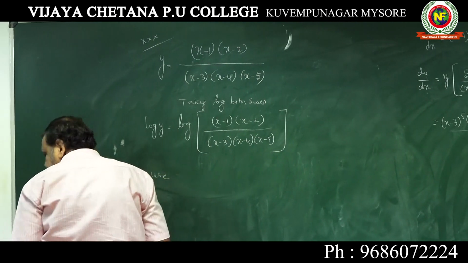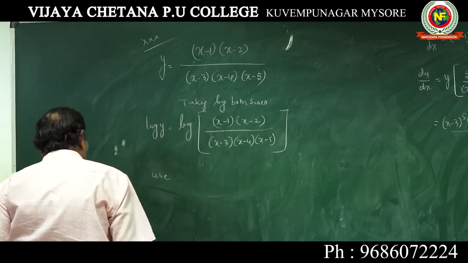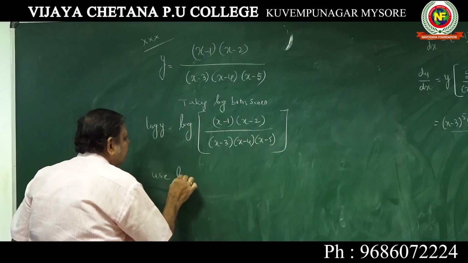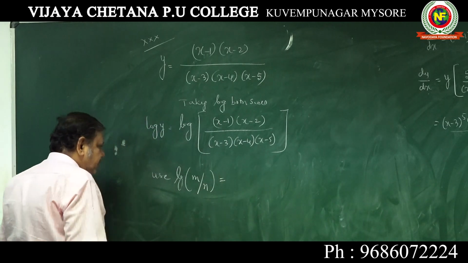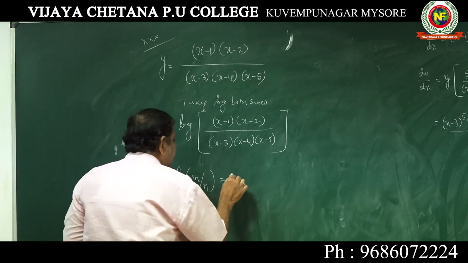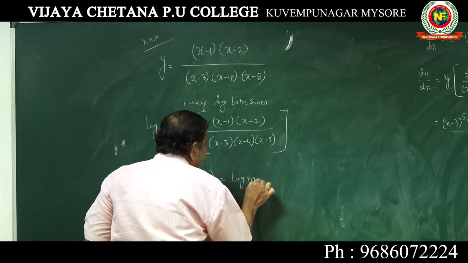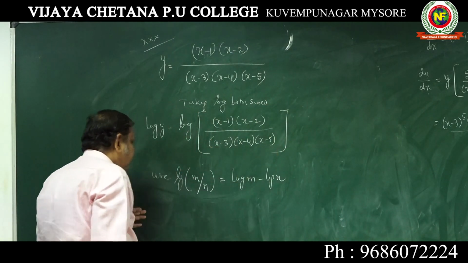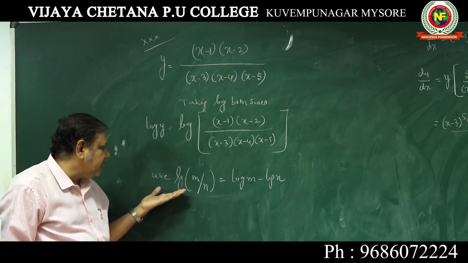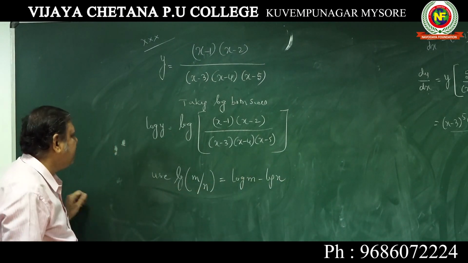We use log m n and p. Now let us use log m by n. I gave you this on the first day itself when we started the logarithmic function. Log m by n is log m minus log n. So the whole thing is m, this is n. We have to apply it, and of course it is understood to the base e: log m to the base e, log n to the base e.